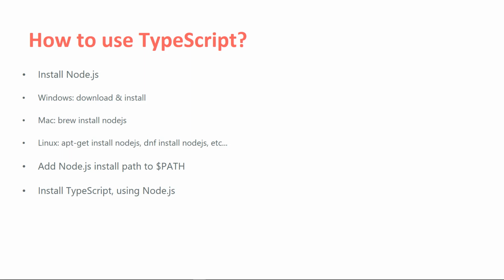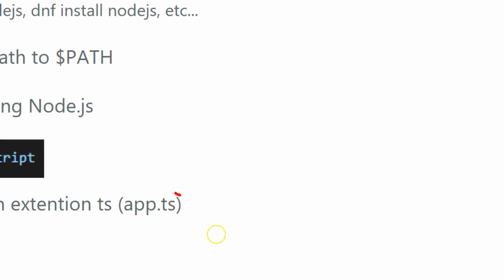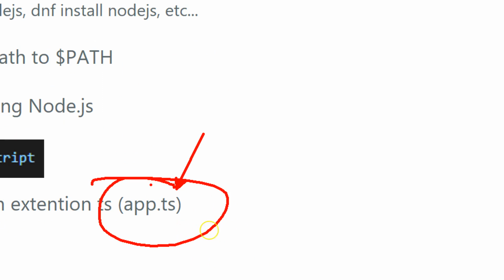After that, I have to install TypeScript using node.js, and I can do this with npm install, don't forget /g, which means globally, typescript. After that, I create a new file with the extension app.ts. So ts is the extension for the TypeScript language, and everything that you have in a .ts file will be with TypeScript syntax, which after that will be converted to app.js.